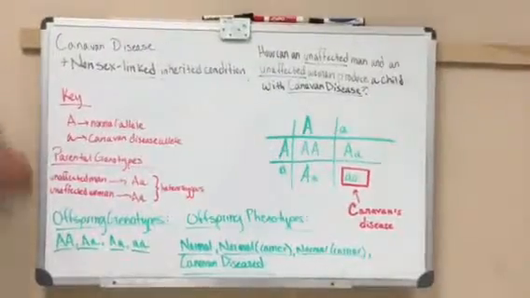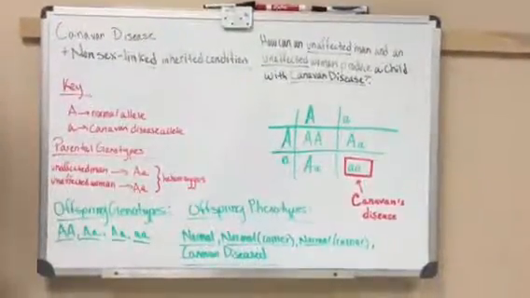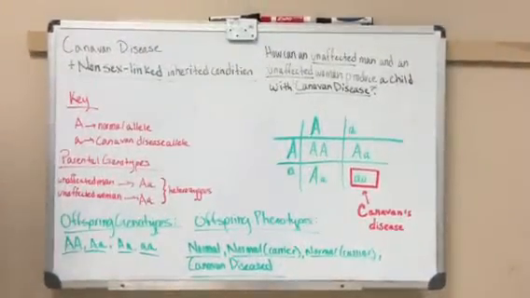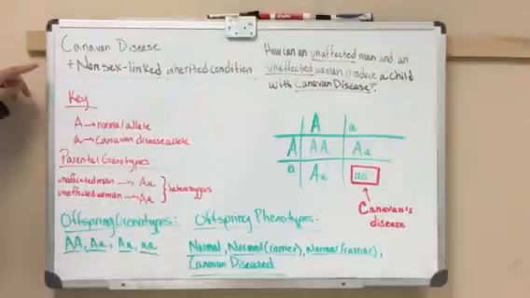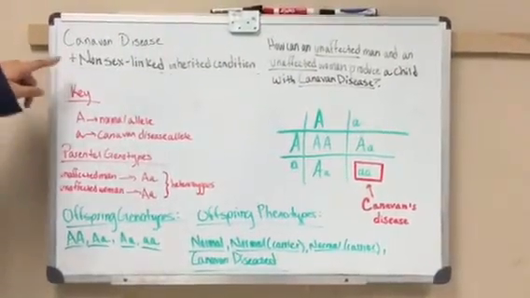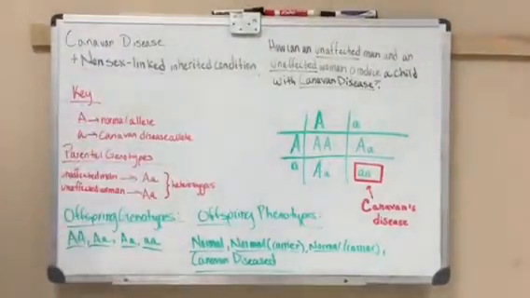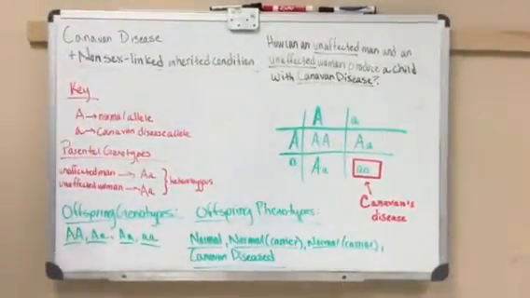So this is an example of a genetic disease that biologists sometimes figure out within families. This one will deal with Canavan disease. What we know about the disease is that it's non-sex linked, meaning that it's not going to involve your X and Y chromosomes. And it's an inherited condition, meaning that you can pass it on to your offspring or your children.